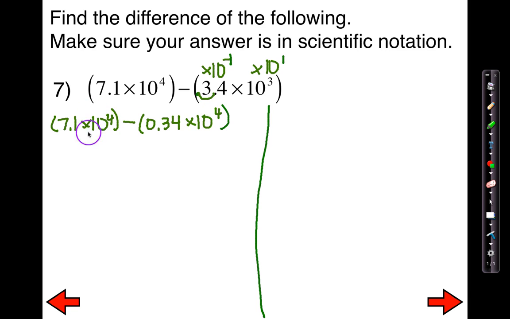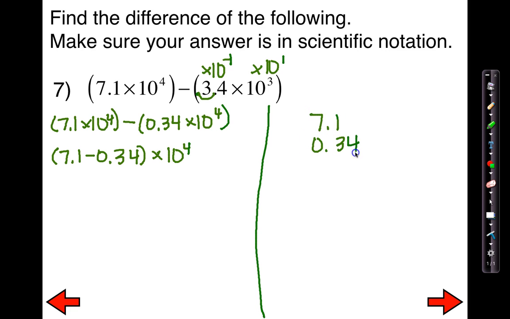Now that I have the same base and the same exponent, I can go ahead and combine the coefficients. So I'm going to do 7.1 minus 0.34 times 10 to the 4th. Just need to go ahead and subtract. I'm going to use some side work here. 7.1 minus 0.34.